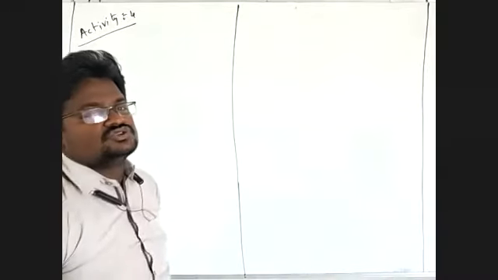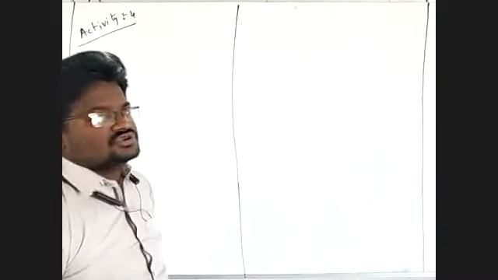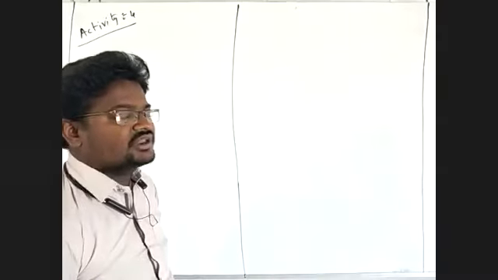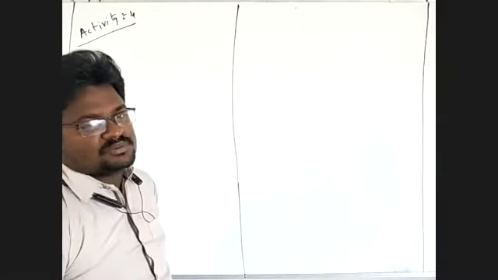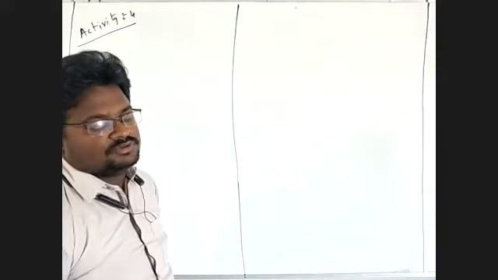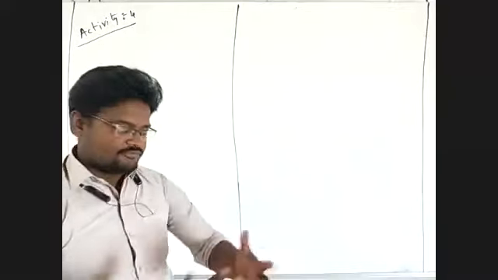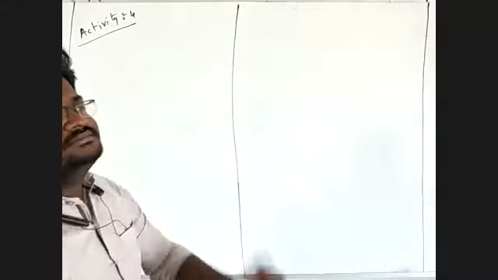And mu is equal to c by v. Now we can write n is inversely proportional to v, and inversely proportional to 1 by lambda. That is the formula we have.